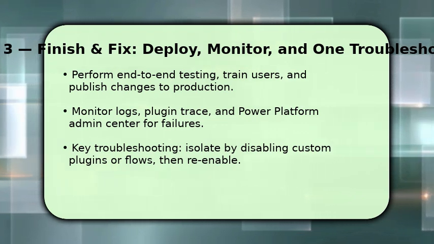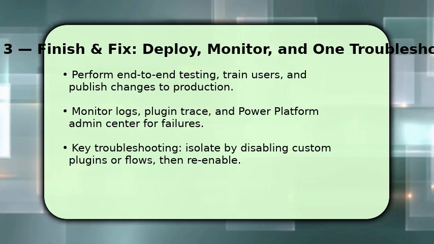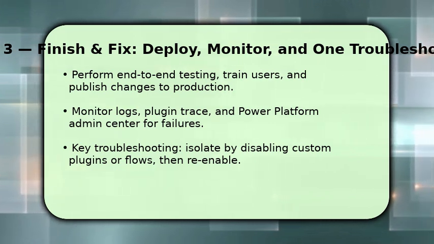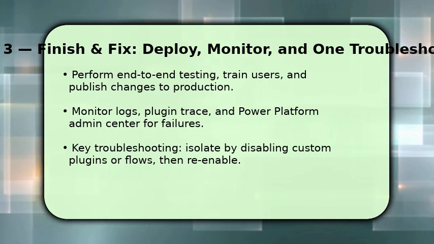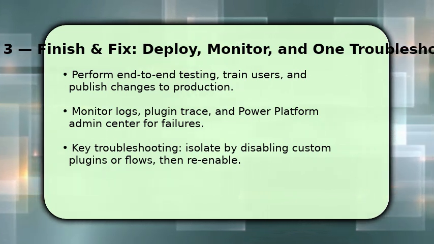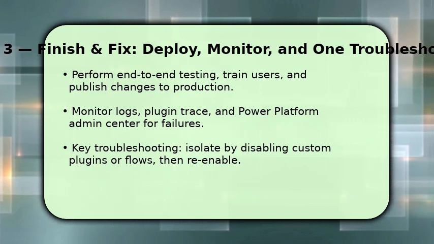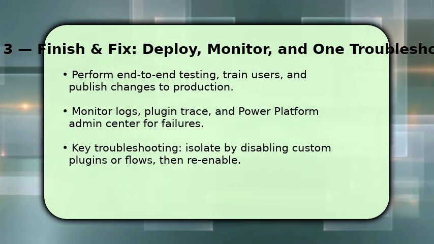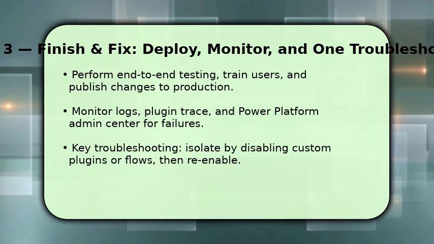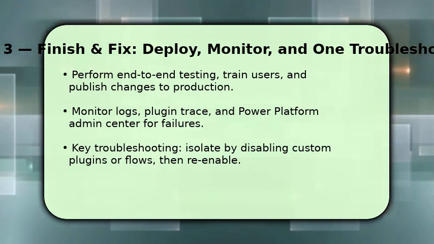If a process breaks, isolate the cause, disable custom plugins or flows temporarily, reproduce the issue, then re-enable components one at a time to find the culprit. Make sure to document fixes and roll out updates in small batches, so rollback remains simple if unexpected behavior returns.